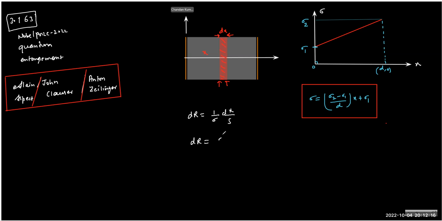So dR turns out to be dx by sigma, with sigma going from sigma 1 to sigma 2, whole into S, and this is pretty much integrable. x will go from 0 to d itself. And I know the integration will also be a difficult task, so let me do this also.